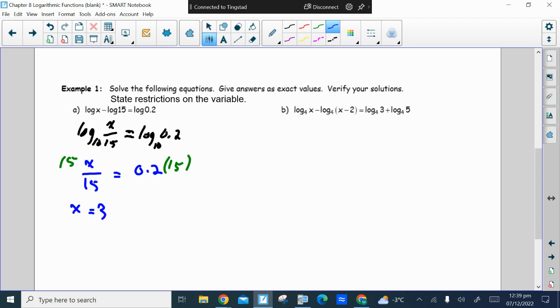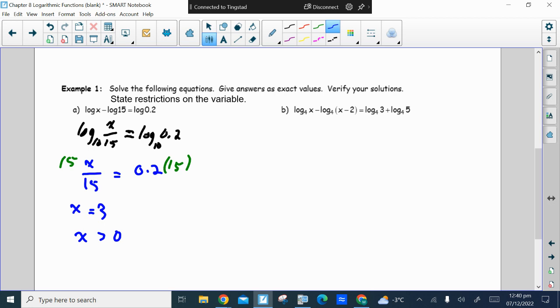Our restriction in this case: there's only one place where we see x, the log of x. And remember that you cannot take the log of 0 or a negative number. So our restriction would have to be that x is greater than 0, because the only place where we see x as an argument is in that first term where it's just the log of x. So that answer that we got of 3 is greater than 0.